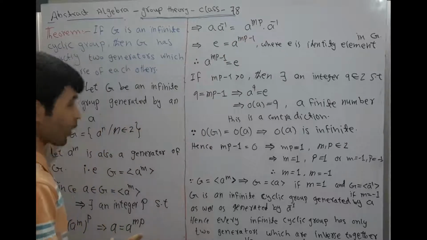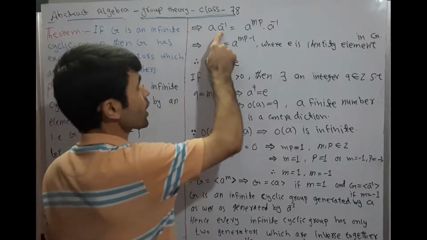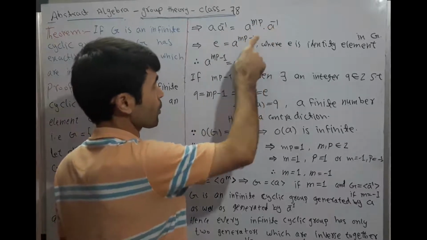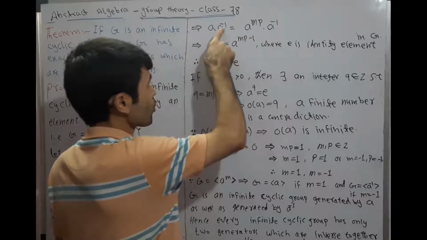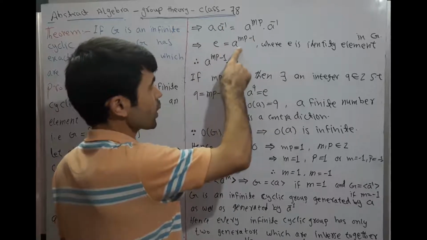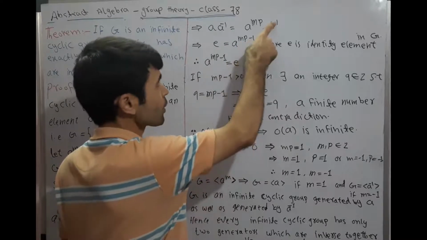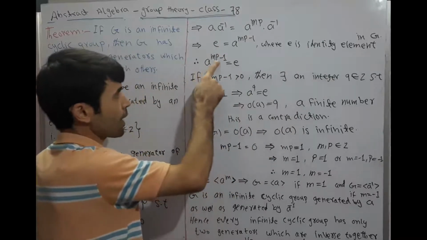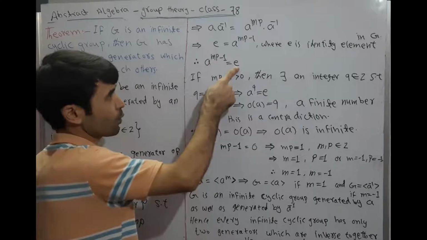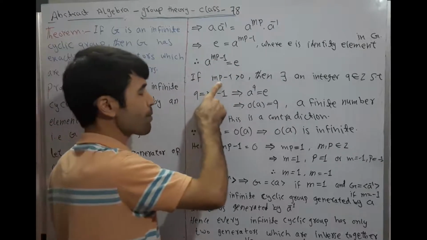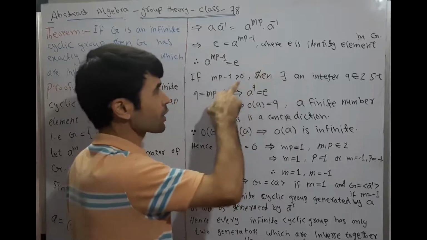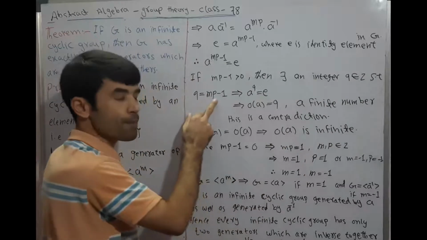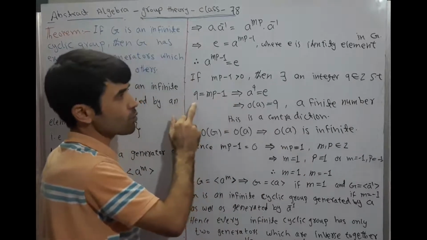Multiply both sides by a to the power minus 1. We get a into a to the power minus 1 is equal to a to the power m into p into a to the power minus 1. A into a inverse is equal to e. So e is equal to a to the power m into p minus 1, where e is the identity element in G. Therefore, a to the power m into p minus 1 is equal to e. If m into p minus 1 is greater than 0, then there exists an integer q belonging to Z such that q is equal to m into p minus 1. Q is also an integer.